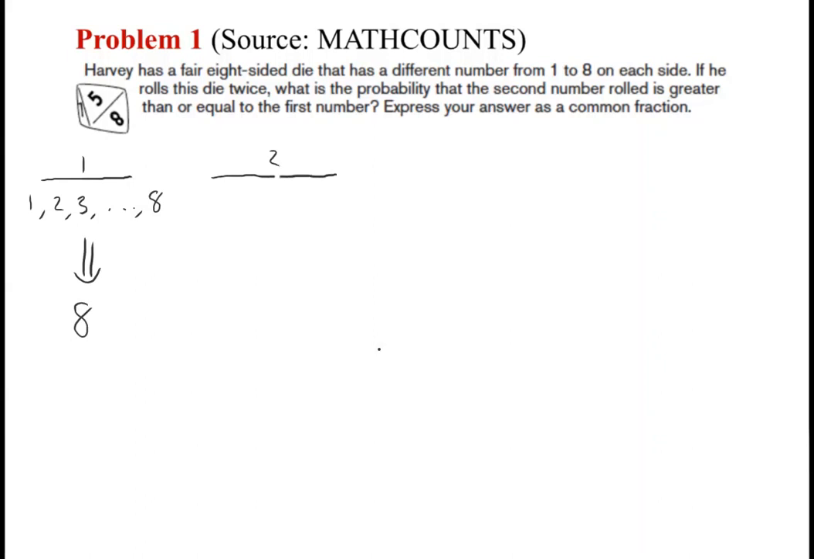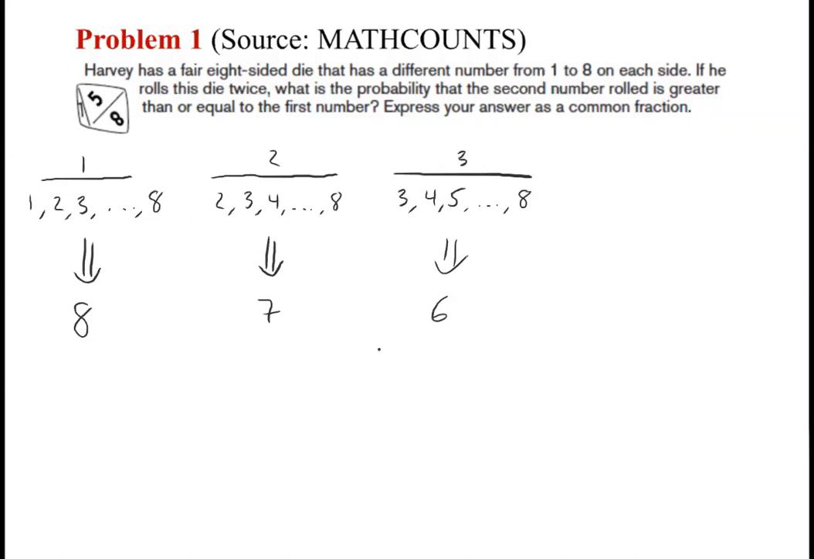Now, if Harvey rolls a 2 the first time, then for his second number, he has to roll a 2, 3, 4, all the way up to 8 again. And that will give you 7 different numbers that he can roll. Moving on to 3, if Harvey rolls a 3 the first time, then he has to roll a 3, 4, 5, all the way up to 8 for his second roll. And that will give you 6 numbers.